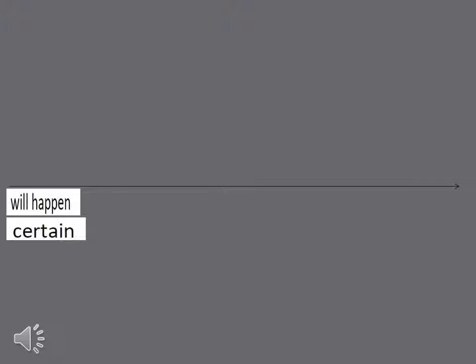Okay, so firstly on our line here, we're going to place the card that says will happen and certain at one end of the string. Now we also know that the word certain is the same as will happen, because if it is certain then it will happen. So we're going to put that at one end of our string.